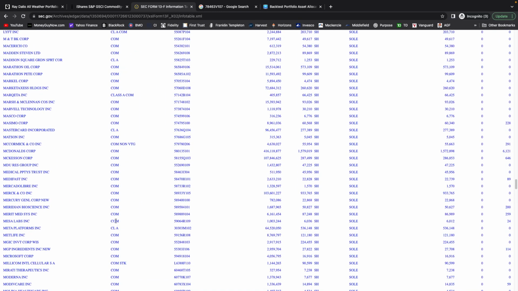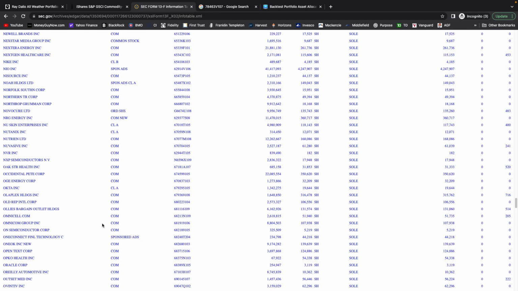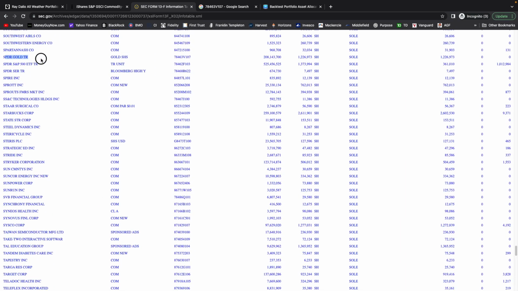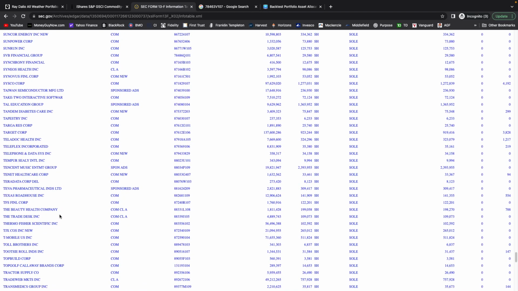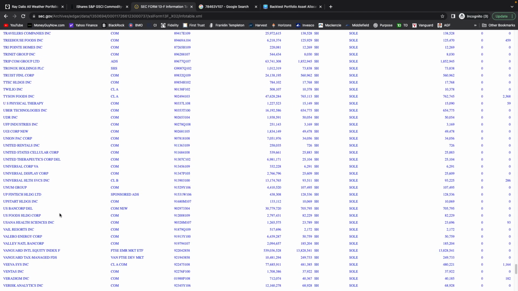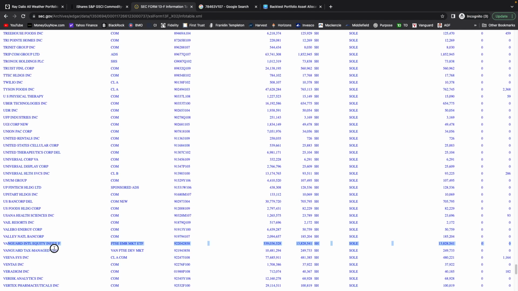Let's look a little further. There's probably some State Street. There we are, SPTR. So here's your GLD. I mean, right in the Ray Dalio all-weather portfolio. There's your gold trust. And I just took that CUSIP there and popped it in, and there you go. You can just see there's your gold shares GLD. There's probably a little bit of Vanguard in here as well. Vanguard International and Vanguard Developed Markets here. And that looks like emerging markets.